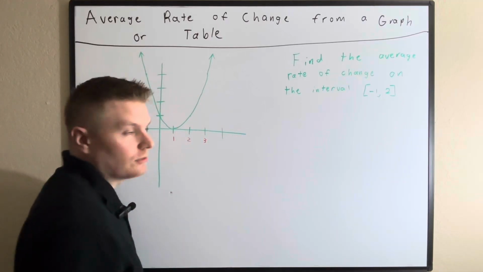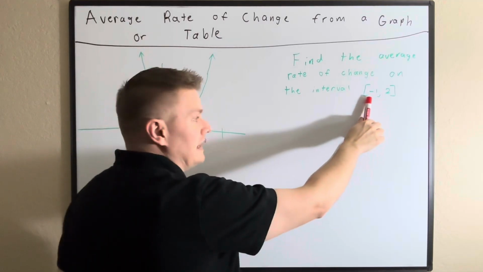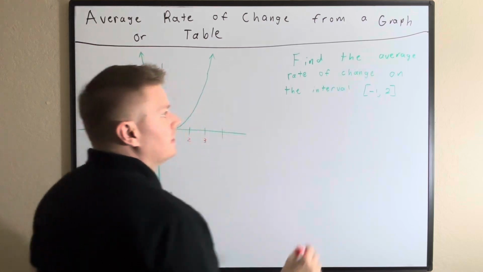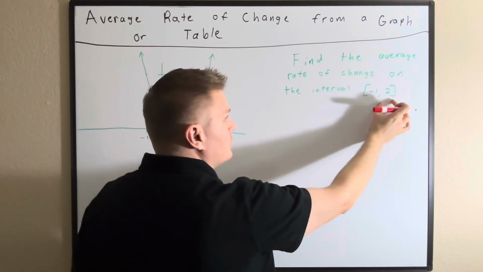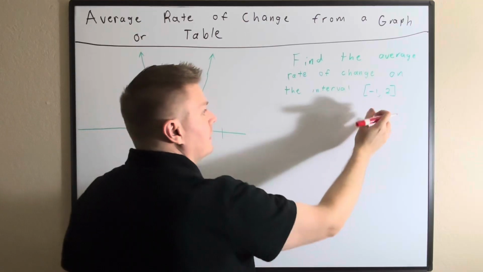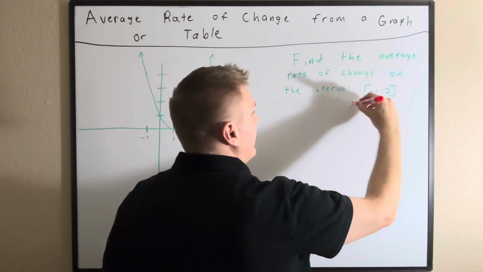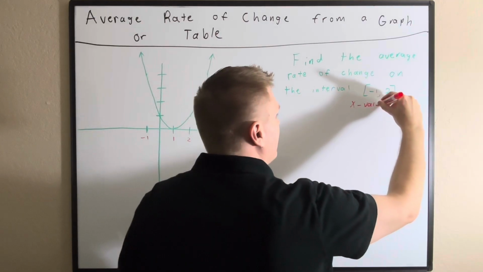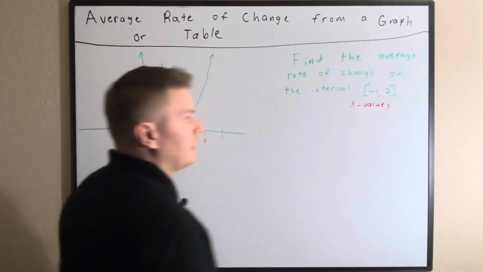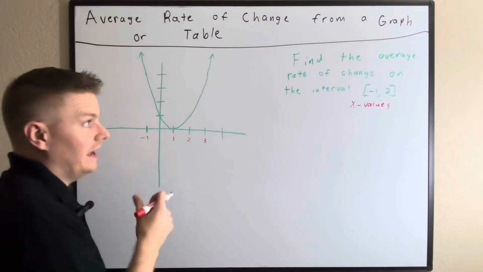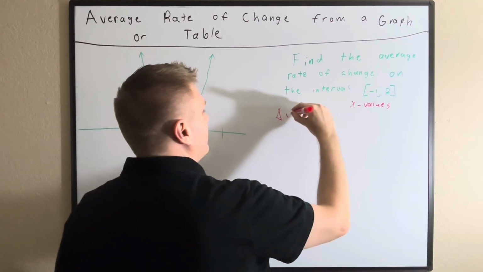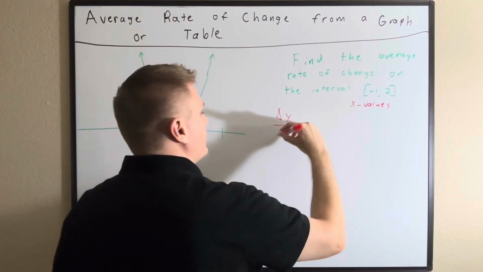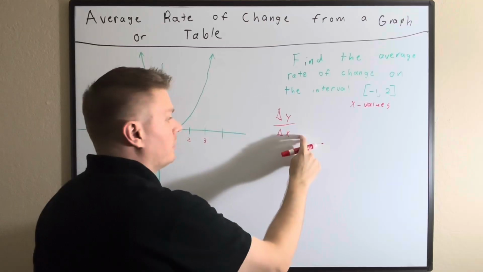So in order to do this, we need to know and understand interval notation, right? Going from -1, including -1, all the way to 2. Now, this is talking about the x values. It's talking about the input values, okay? Now, average rate of change will be the change in the y values over the change in the x values, or delta y over delta x.